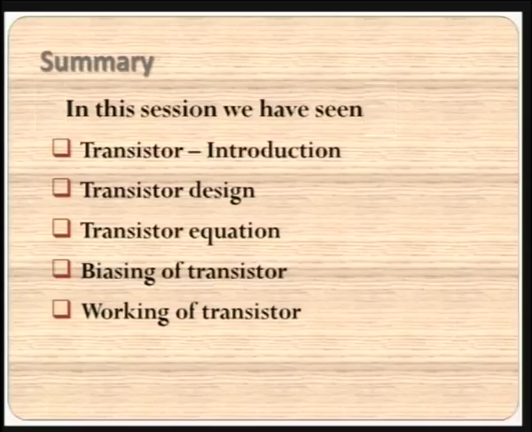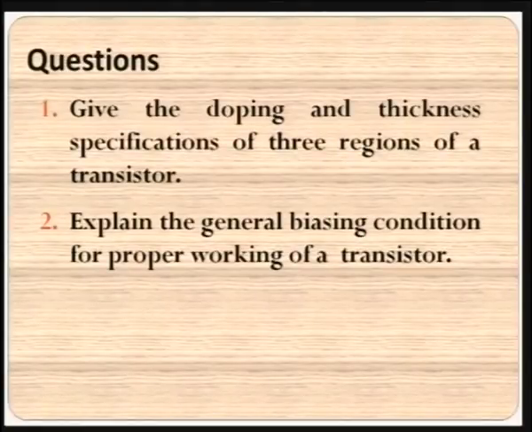Before we wind up today's lecture, let us see today's session summary. In this session, we have seen the introduction to transistor, transistor design, transistor equation, biasing of transistor and working of transistor. Let us test our understanding by answering these questions. Give the doping and thickness specifications of the three regions of a transistor. Explain the general biasing condition for proper working of a transistor.